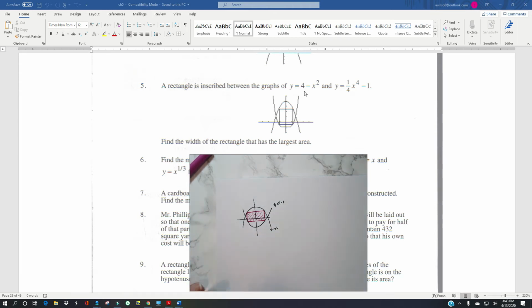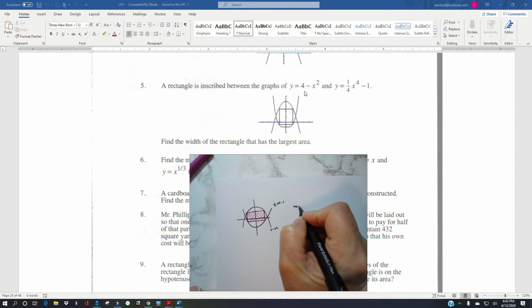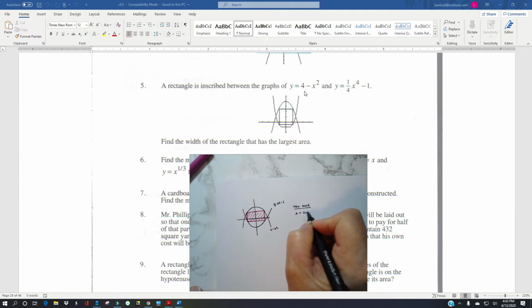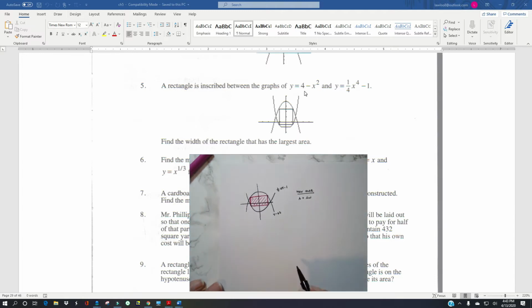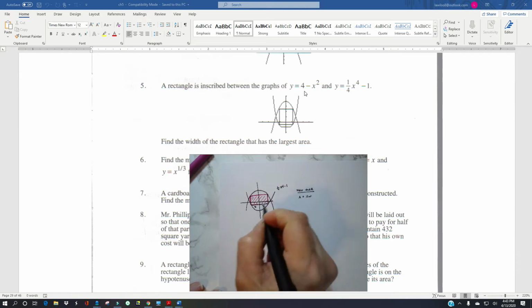And what do we want to do? We want to find the width of the rectangle that has the largest area. So we want to maximize area. And our area formula geometrically, we know is length times width. Well, just like in the last problem, I'm going to let this distance be x, so this one is x by symmetry, and so this is 2x.